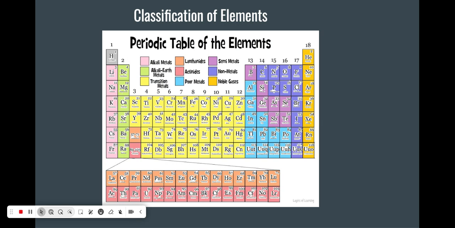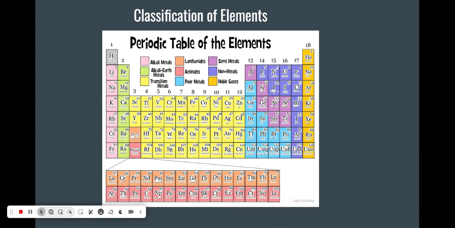So this is the classification of elements. We're going to talk about metals first. Metals are mostly on the left side and the center of the periodic table, and their physical properties are that they're mostly solid at room temperature, all except mercury, and they're malleable and ductile. Some chemical properties are that they're really good conductors of heat and electricity, and they tend to lose electrons and form a positive ion.